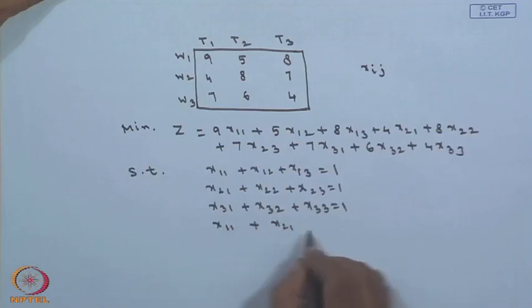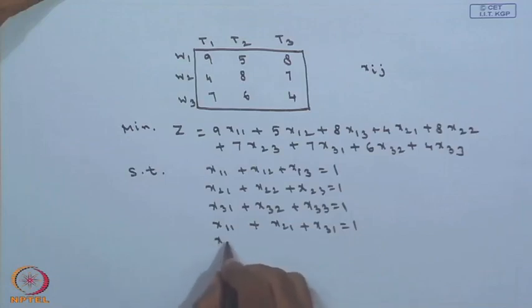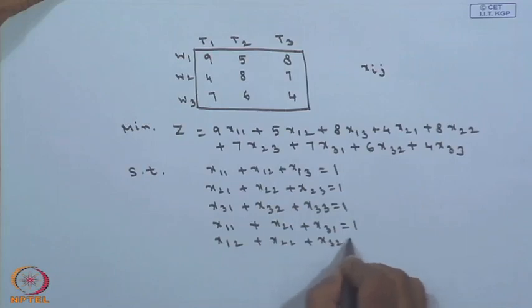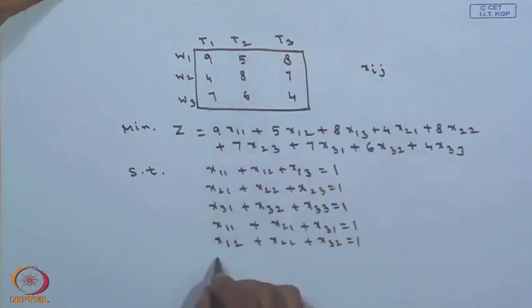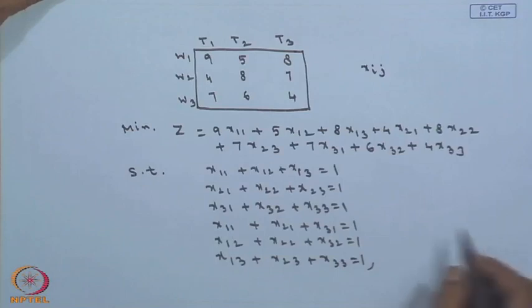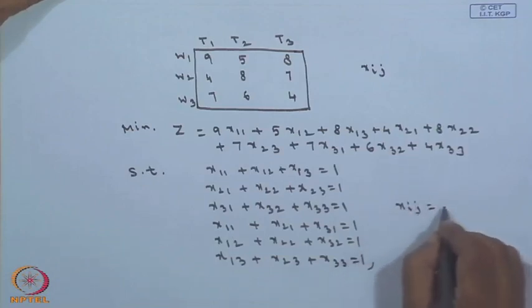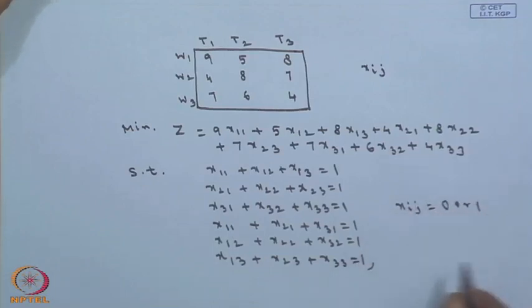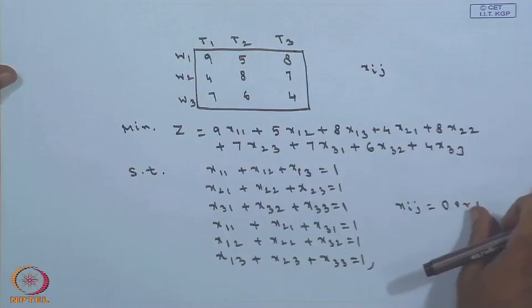So, x11 + x21 + x31 equals 1. Then x12 + x22 + x32 equals 1. This is for the second column, and for the third column x13 + x23 + x33 should be equal to 1, and xij can take the value either 0 or 1. So, in terms of a transportation problem also, if you wish, you can find the solution of this.